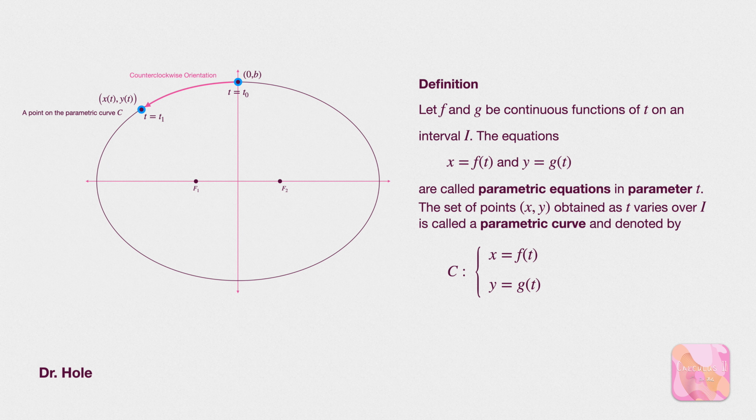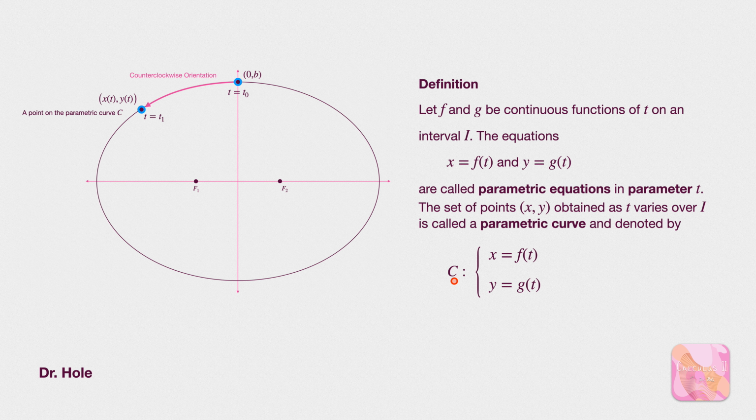Nice. So formally, here's the definition. f and g are going to be continuous functions of a variable t on some interval. So the interval will have a beginning point and an ending point. Then we let x be the output of f and y be the output of g. These two equations taken together are called parametric equations. The variable t is called the parameter.